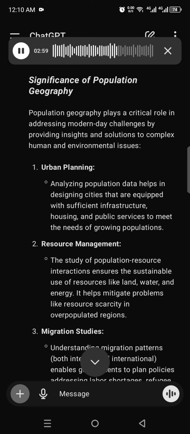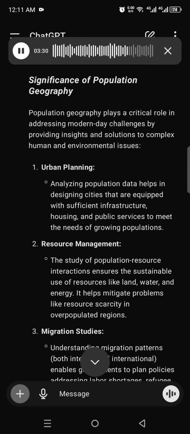2. Resource management. The study of population-resource interactions ensures the sustainable use of resources like land, water, and energy. It helps mitigate problems like resource scarcity in overpopulated regions. 3. Migration studies. Understanding migration patterns, both internal and international, enables governments to plan policies addressing labor shortages, refugee integration, and regional development.